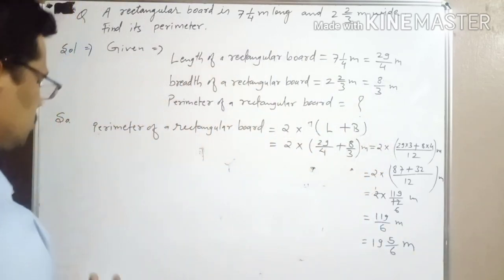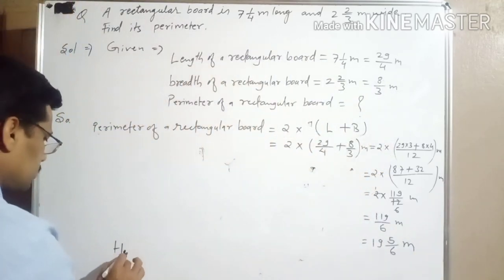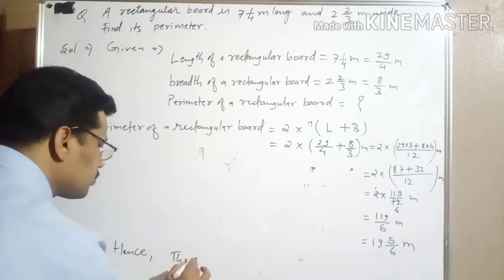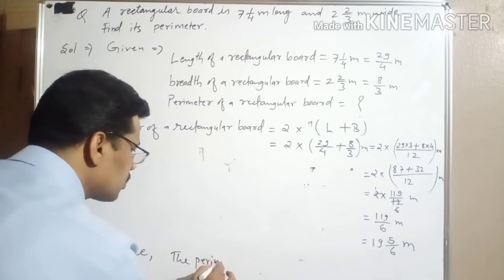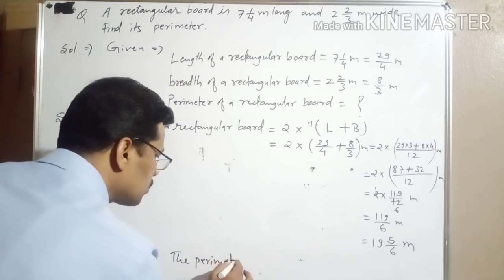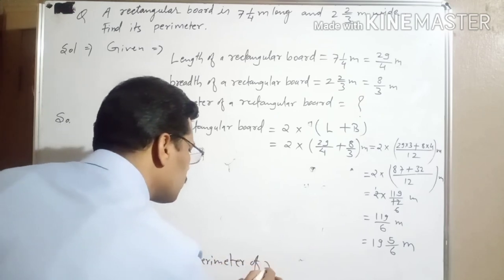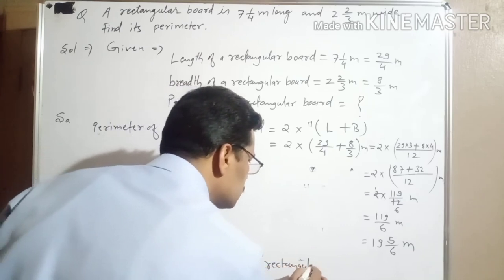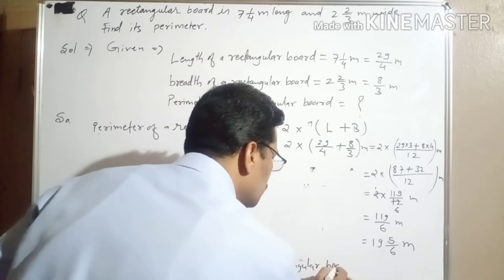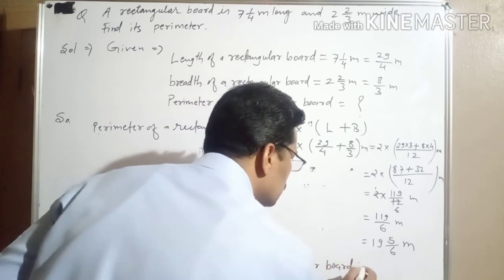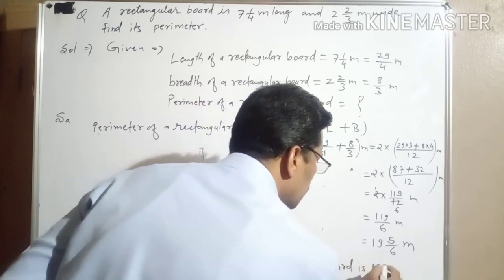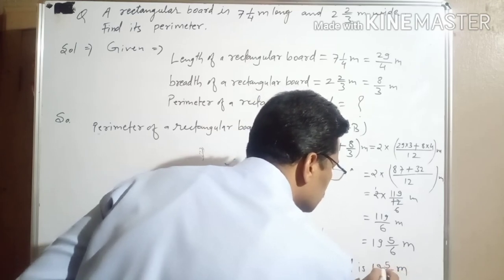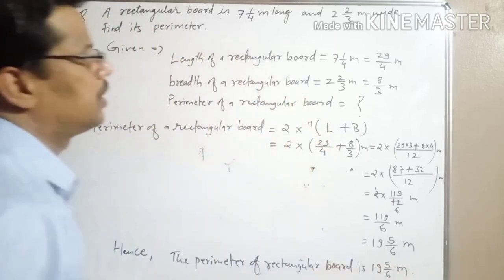If you get lost, you can write it here. And perimeter of the rectangular board is 19 whole 5 upon 6 meter. This is your required answer.